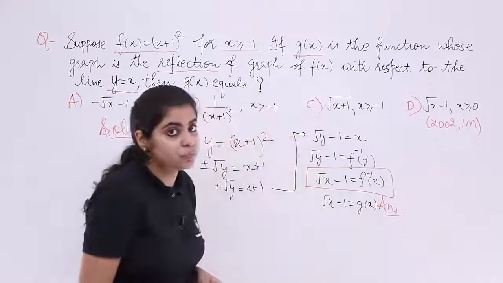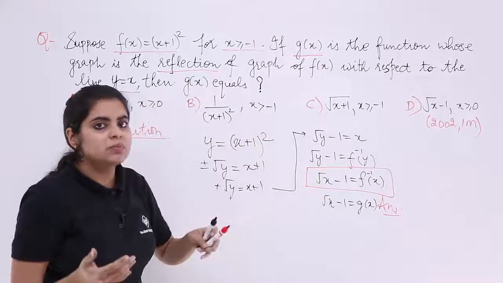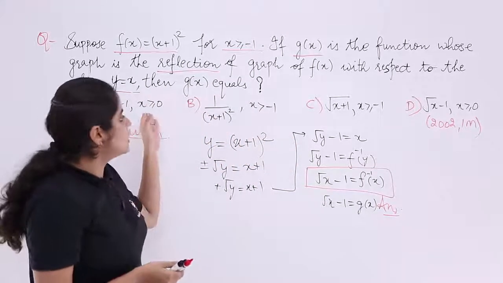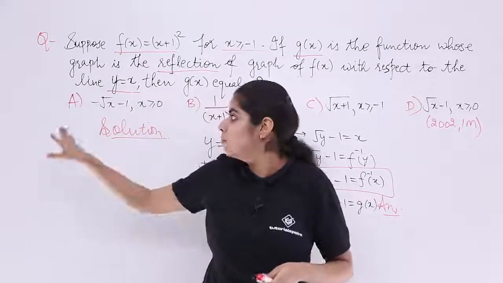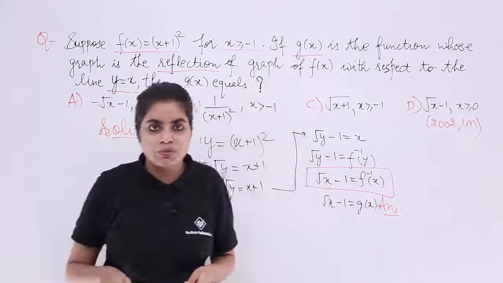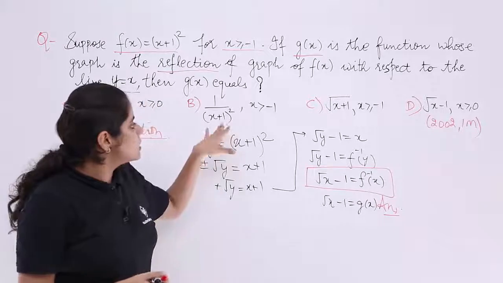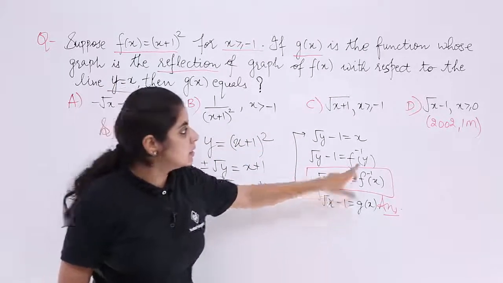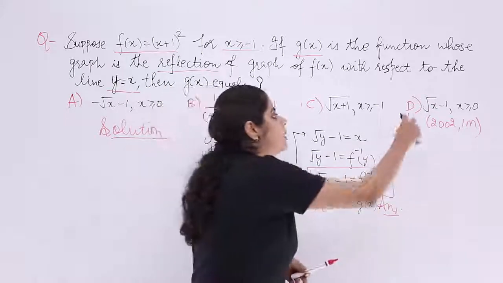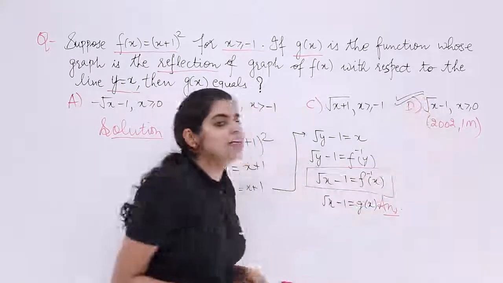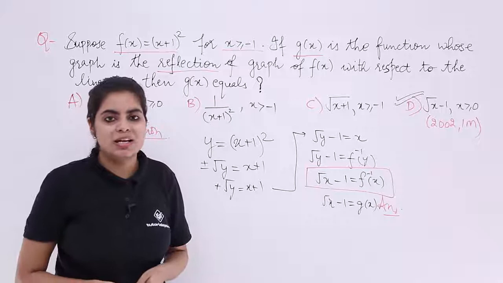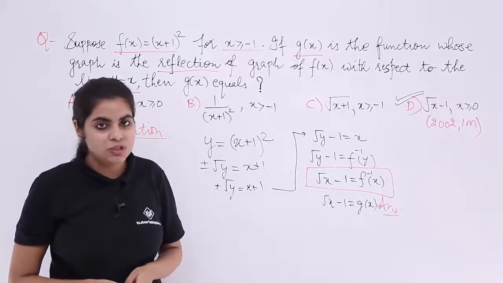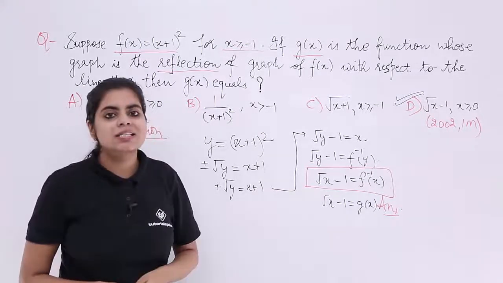Now, root x minus 1 is which option? Let's check. Is it option number A? No, it is minus root x. So it is not the option. What about the other ones? Nowhere close to. The option is root x minus 1, which is basically option number D. So the answer to this question, which was asked in the year 2002, is option number D, which is root x minus 1.